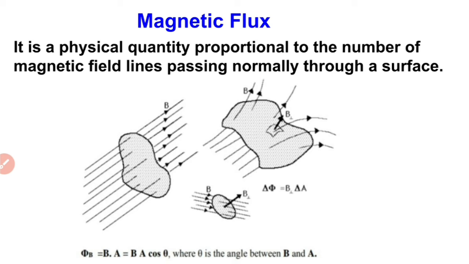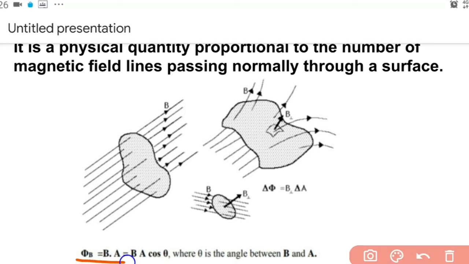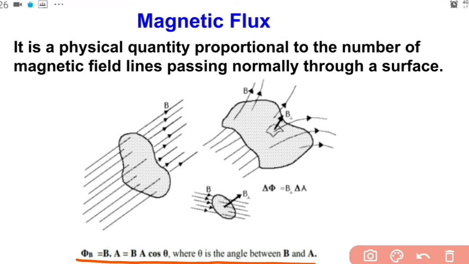And mathematically, magnetic flux is given by phi B is equal to B dot A, that is equal to BA cos theta, where theta is the angle between B and A. Here, B is the magnetic field and A is the area vector. And you know how to take the direction of area vector. Direction of area vector is always along outward normal. So here some examples you can see in the picture.